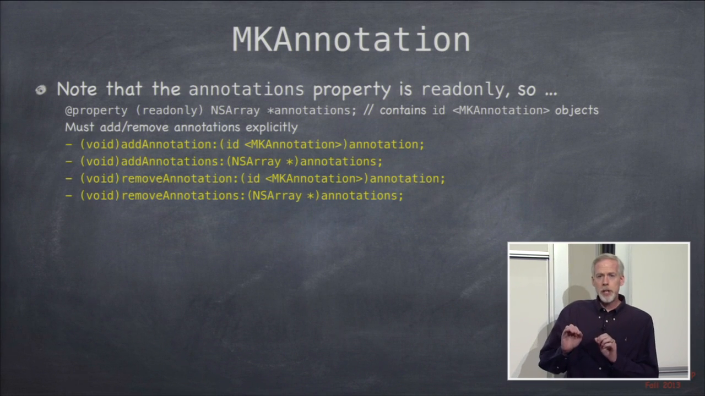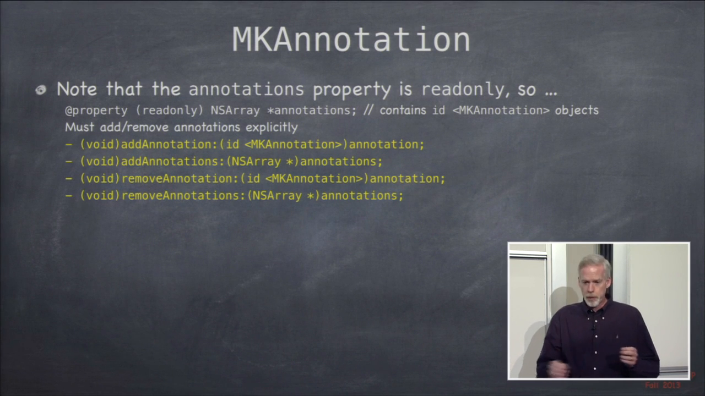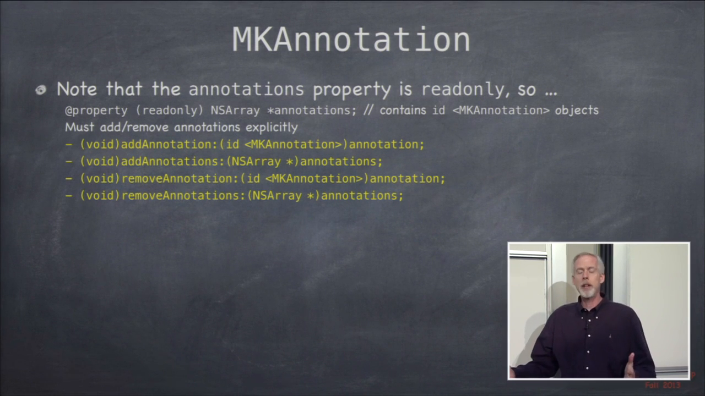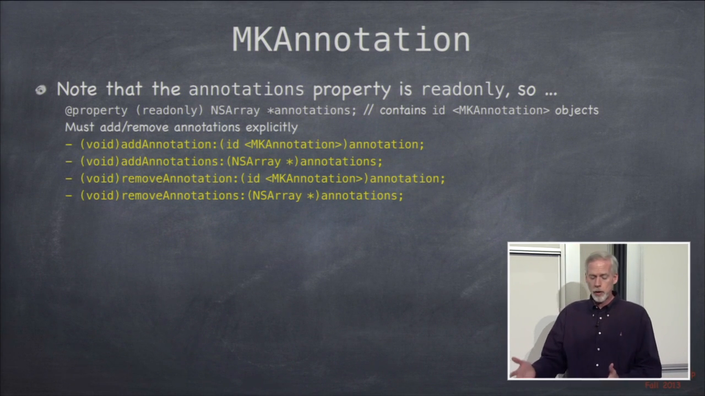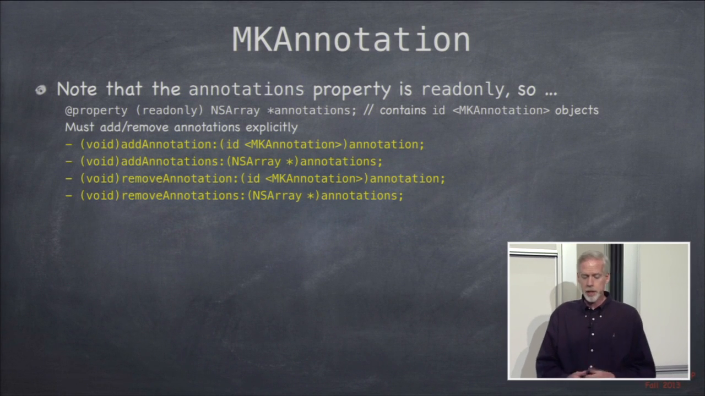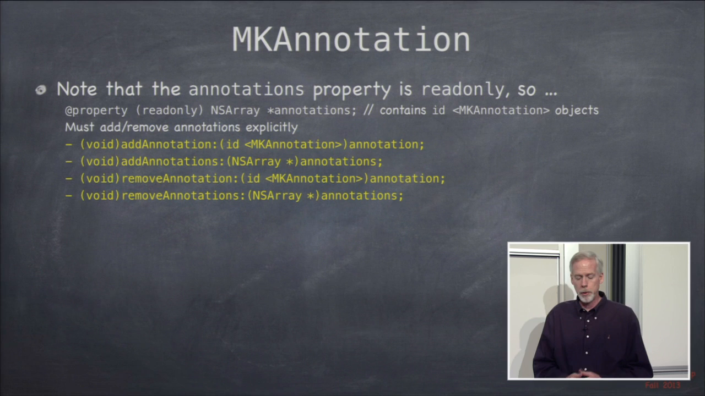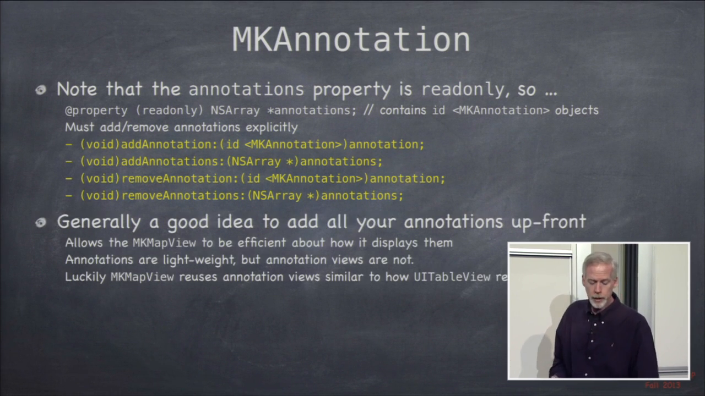When you're setting the annotations, there's a property on MKMapView which is an NSArray of annotations. That's all the annotations that the map view is showing. But that's a read-only property, so you can't set the array that way. You have to use the add annotation methods, and same thing for removing them. So you add and remove them with these methods. You don't manipulate that array directly.